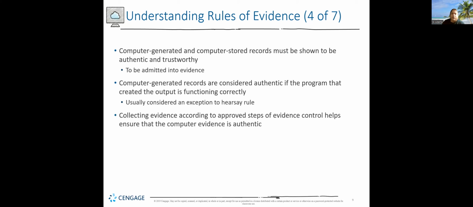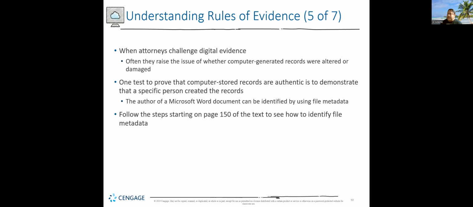Selecting evidence according to approved steps of evidence control helps ensure that the computer evidence is authentic. There are steps, there are methods to all of this. Don't worry, we'll get into it much later. Sorry, I'm going to get you because I should. So slide 5 of this. I just covered slide 4. I apologize, I'm not naming them. I blow through this stuff because I'm reading it and explaining it as we go.